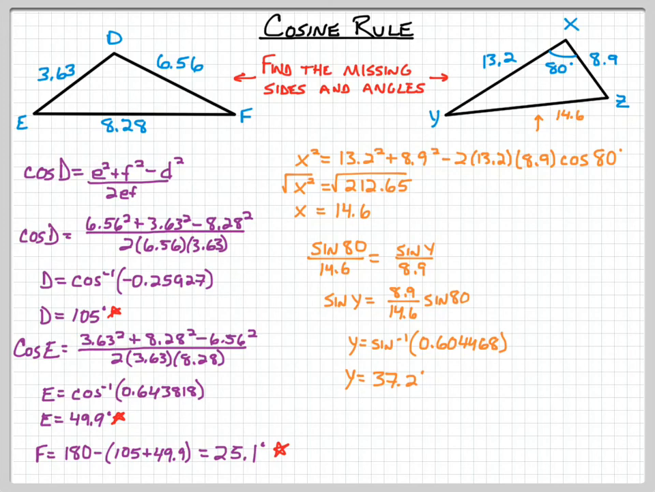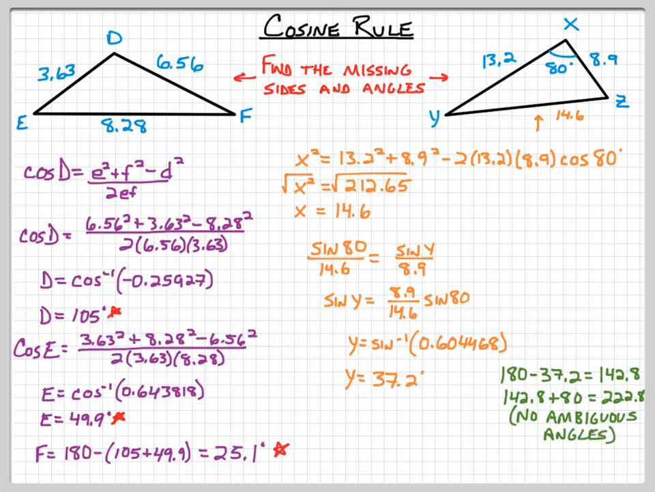Now in the previous sine rule video, we always talked about checking for ambiguous cases, ambiguous angles. So let's do that real quick just to make sure. We can take 180 minus 37.2, and that equals 142.8. Now if we take that and add it to the given angle that we have, it's over 180 degrees. So that means there are no ambiguous angles here. Everything is good as we're solving it. So we can keep 37.2. We don't have to do any other adjustments.